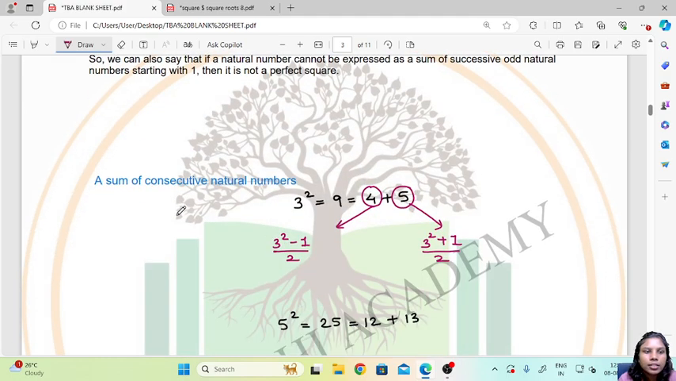Okay. Now let's look at the sum of consecutive natural numbers.